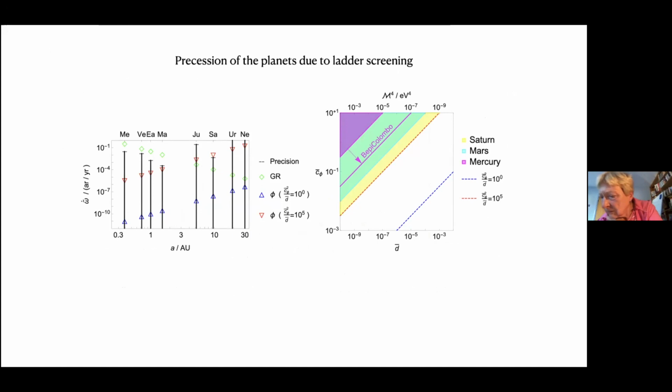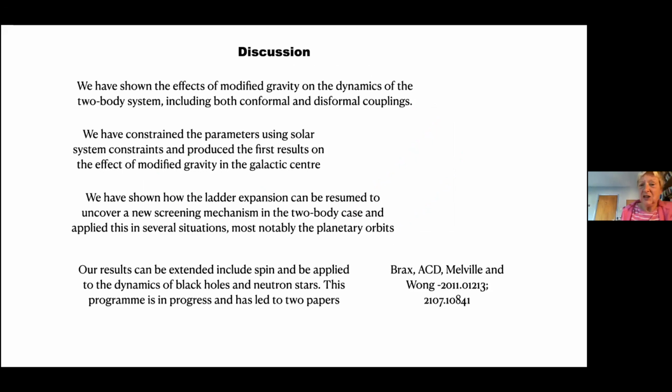So this allows us to realize that this screening has a very big effect. Whereas before we thought that we were getting interesting effects from this, we're actually screening the fifth force in certain regions. So I'm going to go on to my last transparency, you'll be pleased to know. What we've done is look at the effects of modified gravity on the dynamics of a two-body system. We've done this using an effective field theory approach, essentially a PN expansion, but including the effect of modified gravity as well.